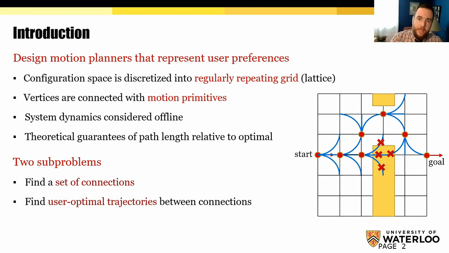Now, as we'll be discussing in this paper, a control set is actually a tuple where the first set is a set of connections, where connections are just start goal pairs, and the second set is a set of trajectories that actually realize these connections. Now, this paper addresses both subproblems.